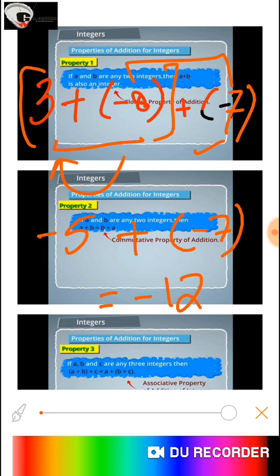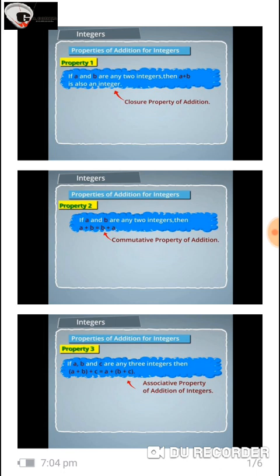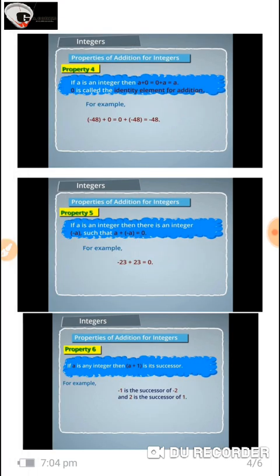Now, if you change the order, that is, if you add -8 and -7 first, -8 and -7 is equal to -15. And then, if you add this -15 to 3, in this case, you will also get an answer equal to -12. So, if you have more than two integers, no matter what order you follow, you will get the same sum.